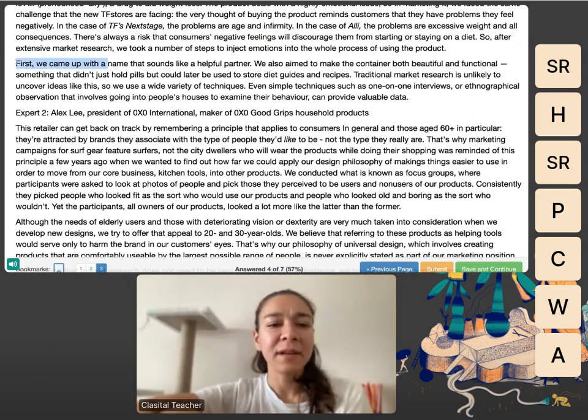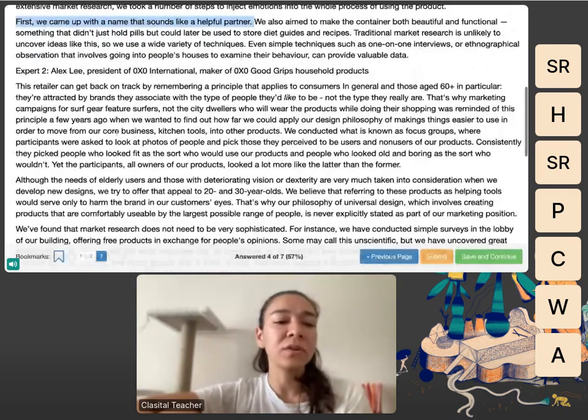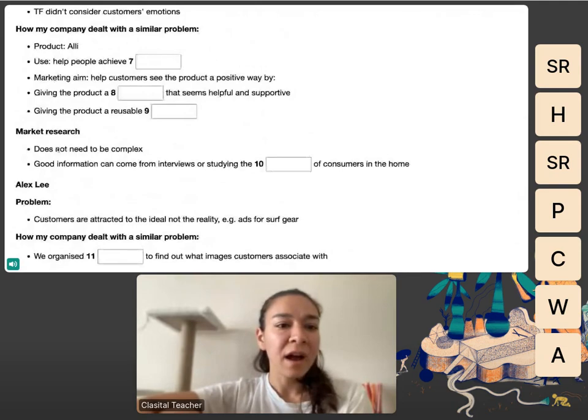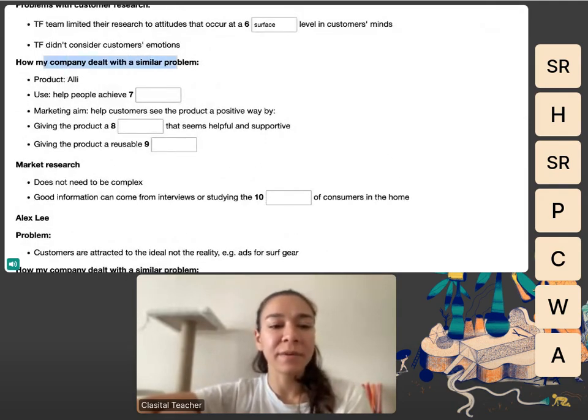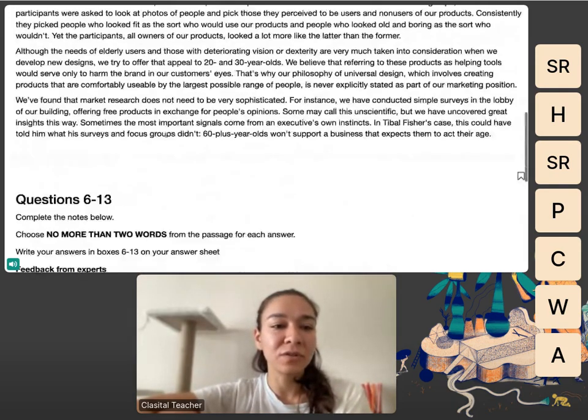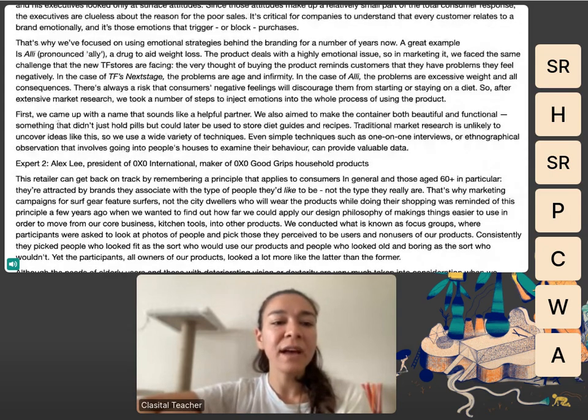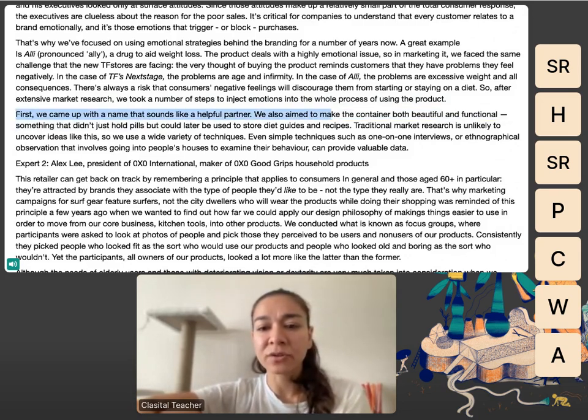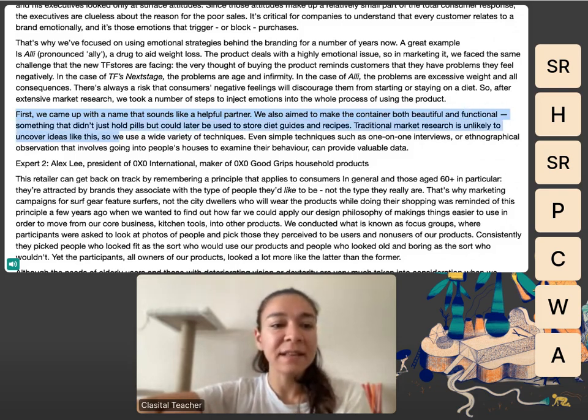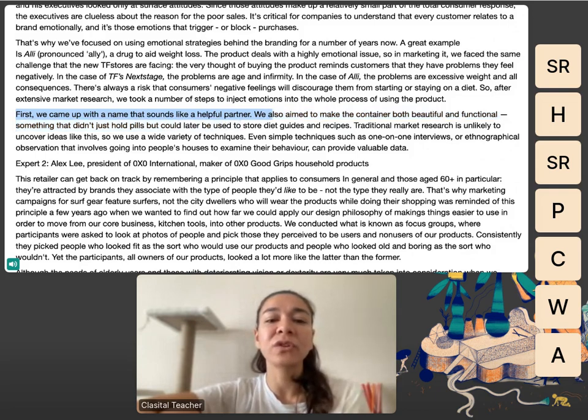First, we come up with a name that sounds like a helpful partner. It says here, how my company deals with a similar problem. So it is my bullet point two. We also aim to make the container both beautiful and functional, something that didn't just hold pills, but could later be used to store diet guides and receipts.